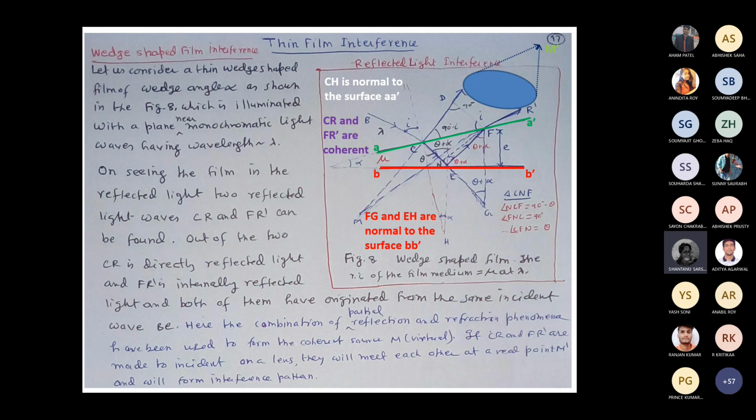Okay, now we try to analyze this. What will be the phase difference between these two light rays that we need to calculate to understand what the interference pattern will be, a dark band or a bright band or whatever. So we need to calculate the phase difference between the rays CR and FR dash. That we'll be doing in the next slide.